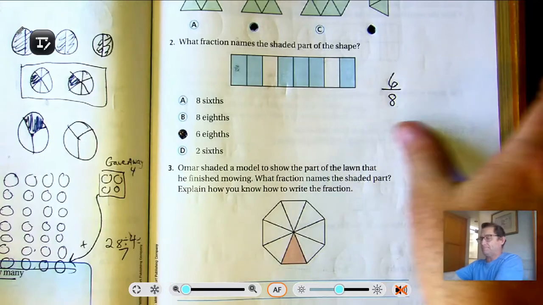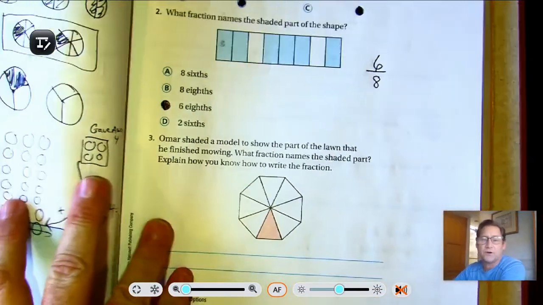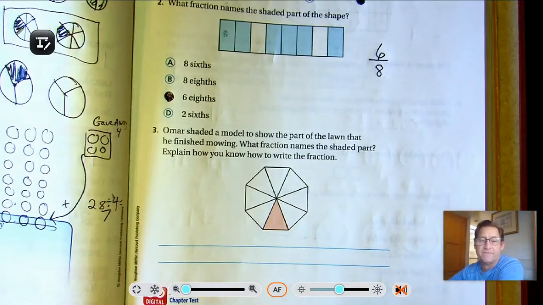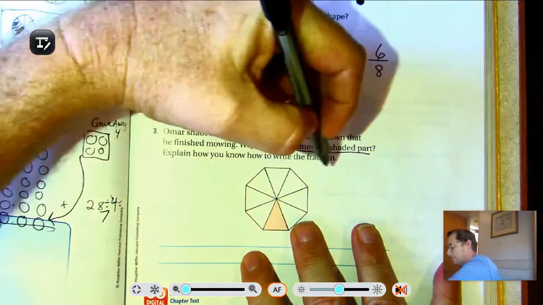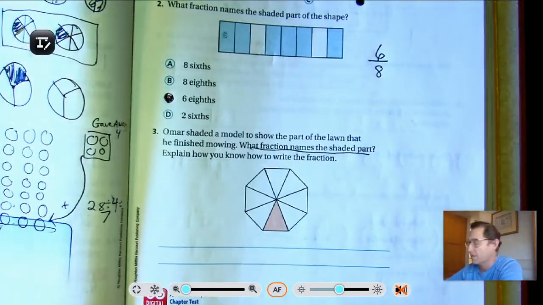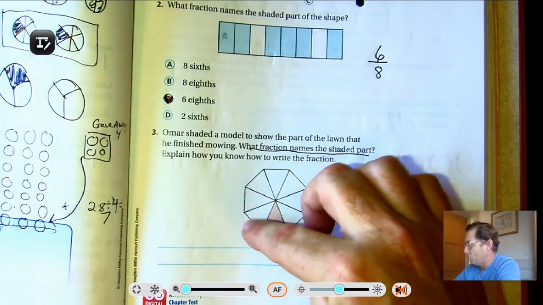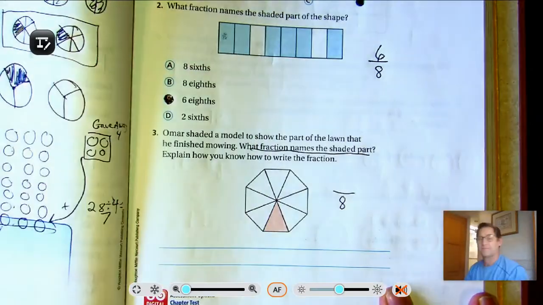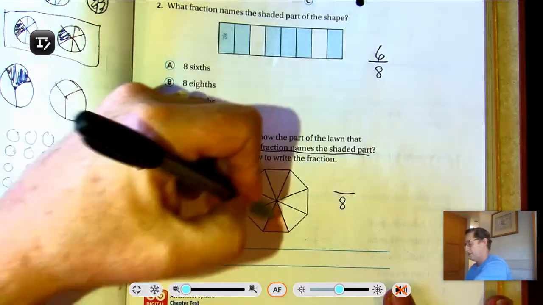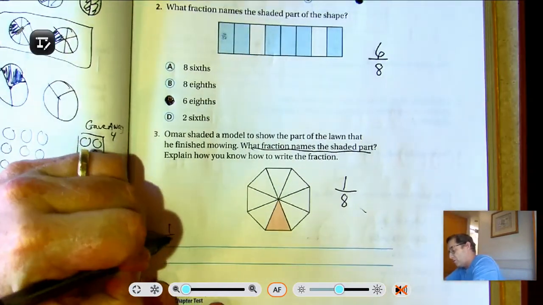Number 3. Omar shaded a model to show the part of the lawn that he finished mowing. What fraction names the shaded part? Explain how you know how to write the fraction. So how many parts are there in this? How many equal parts? 1, 2, 3, 4, 5, 6, 7, 8. So 8 equal parts. And how many parts are shaded? 1. 1/8. What fraction names the shaded part? 1/8.